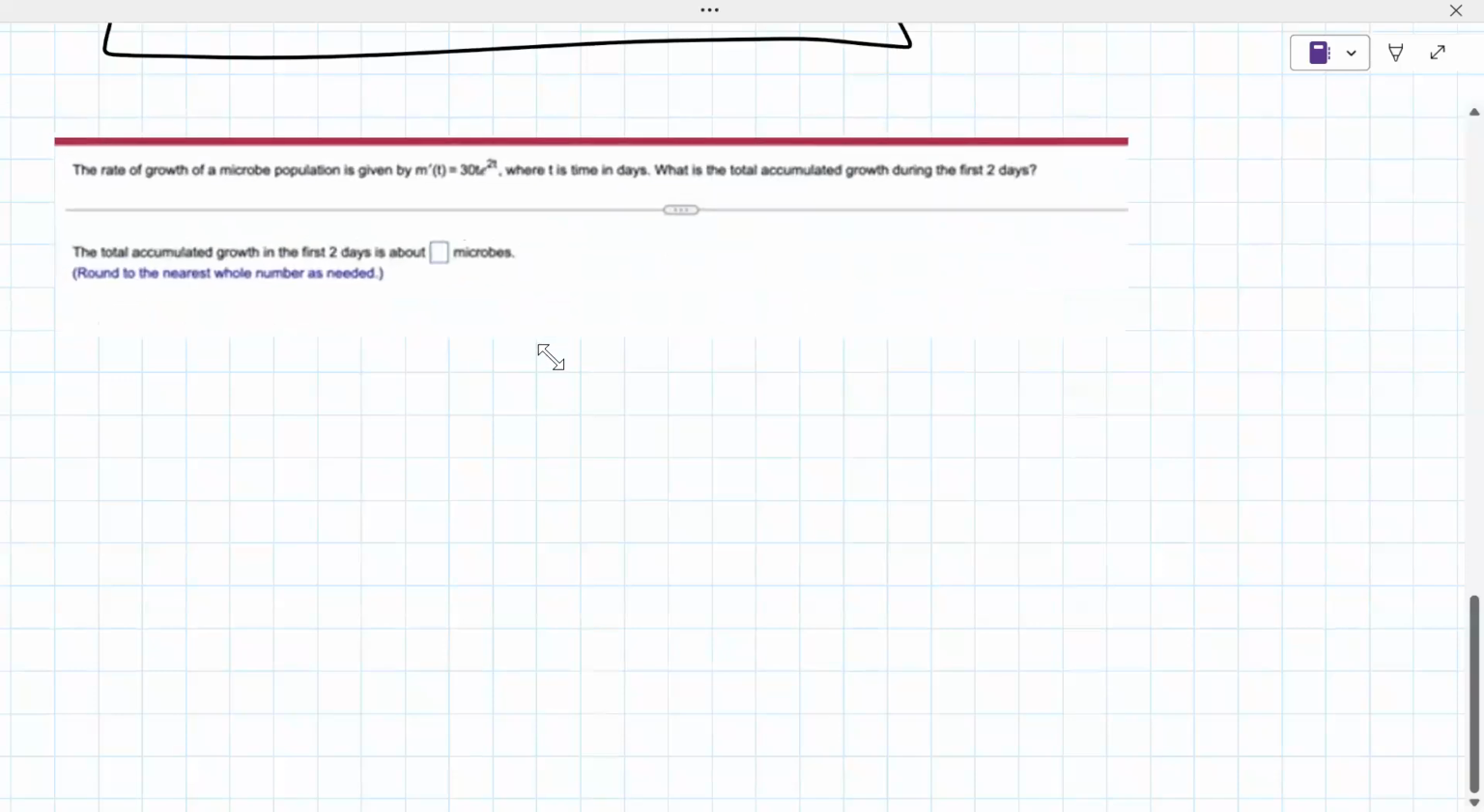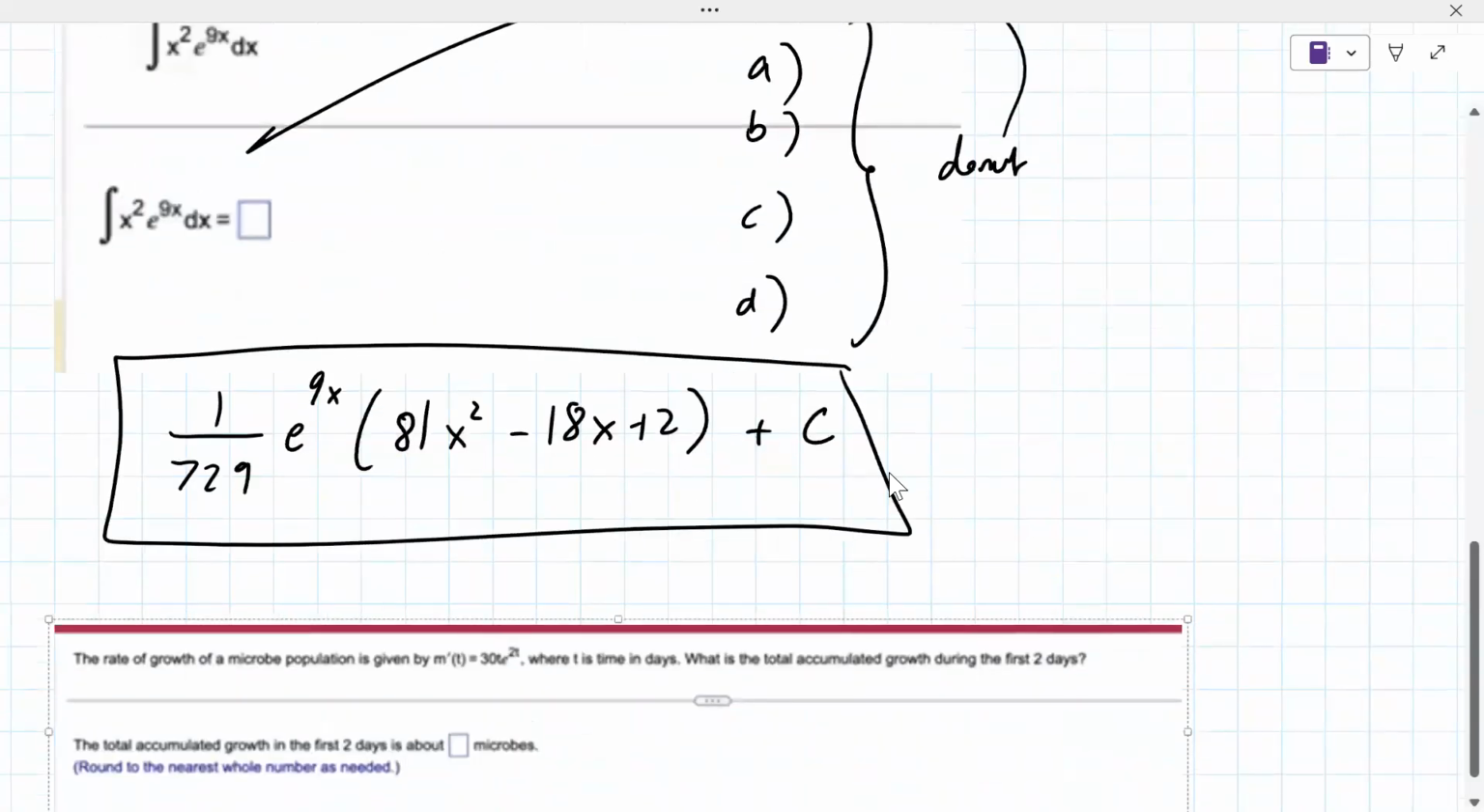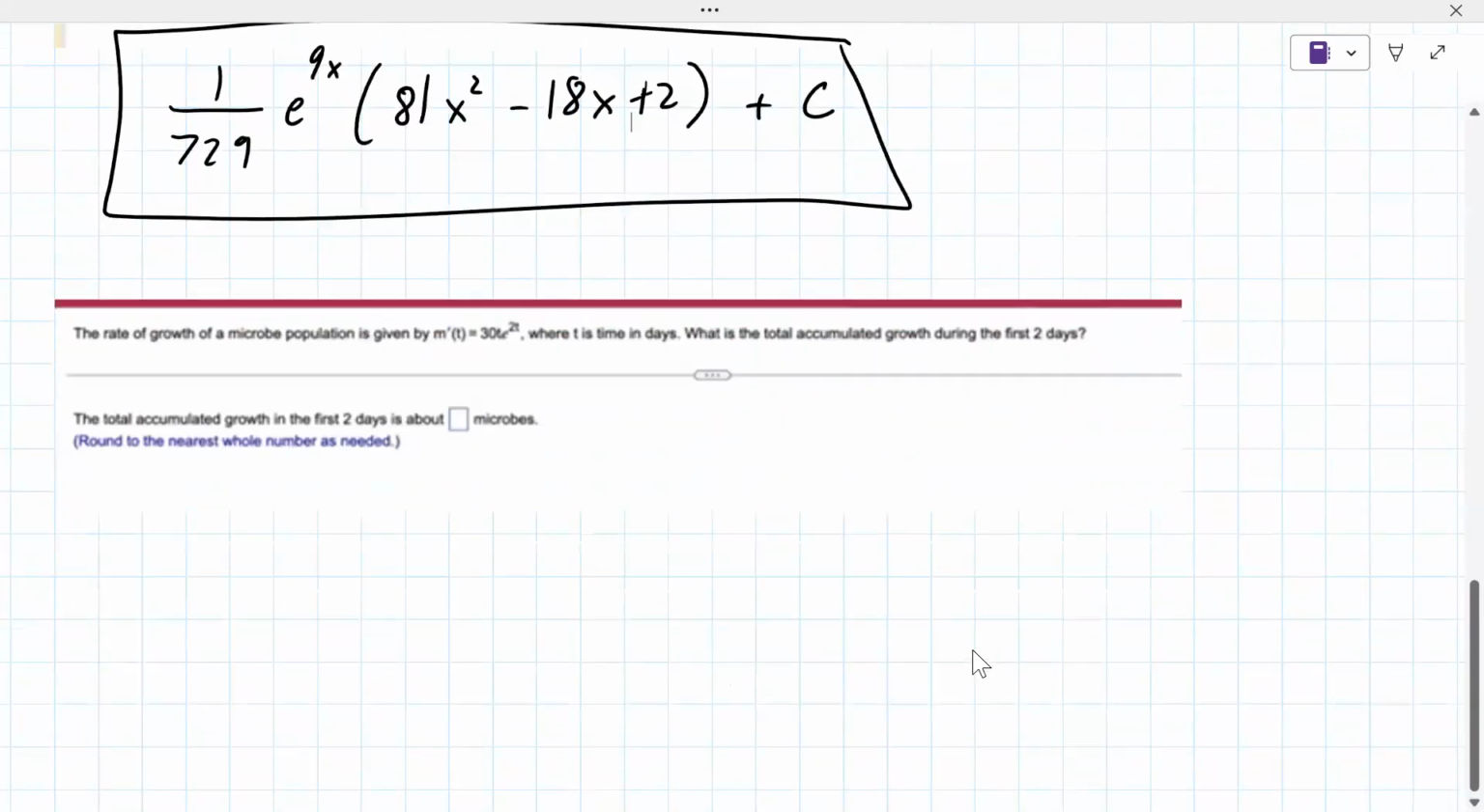Was that plus 2? Sorry. Yes, plus 2. Yes. Okay. My handwriting is very questionable. Oh no, that's okay.